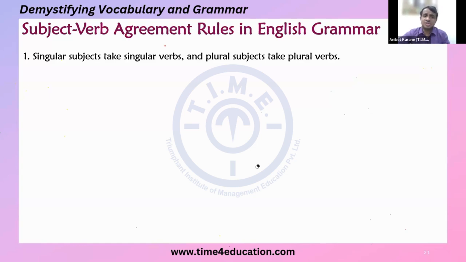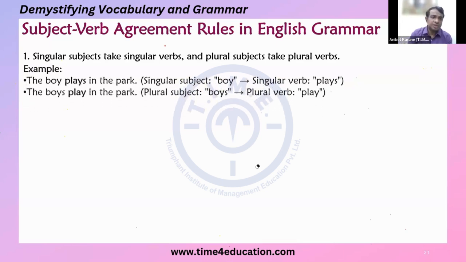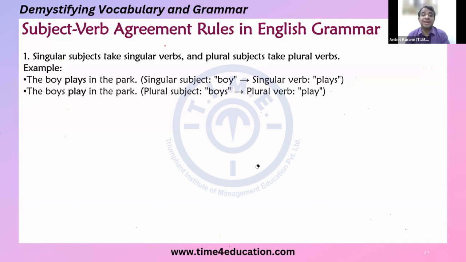Okay. So a singular subject takes a singular verb, a plural subject takes a plural verb. The examples are: the boy plays in the park, the boys play in the park. Now remember, a singular verb will always have an S at the end of it. And therefore, the singular verb plays is used for a singular subject, boy, here. In the same way, for boys, the plural subject, it is play. Okay.